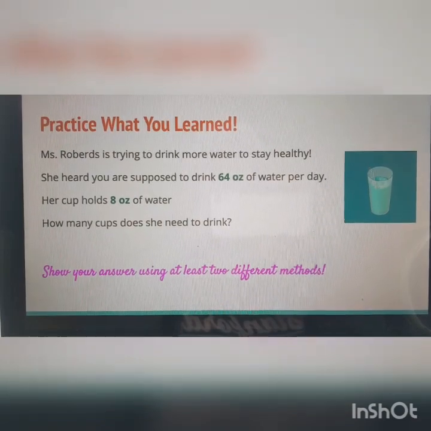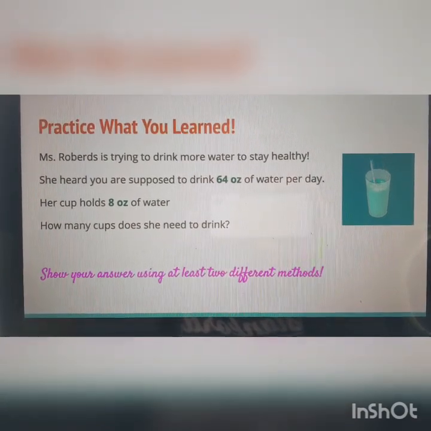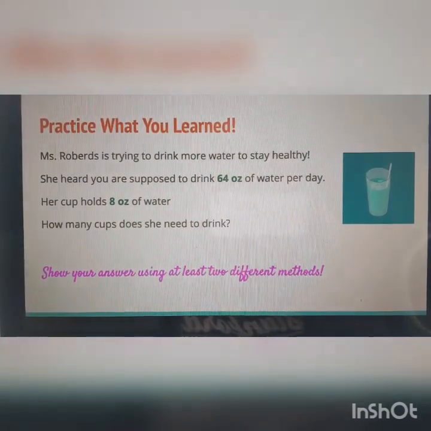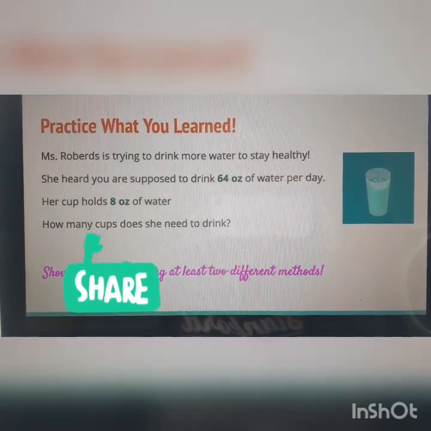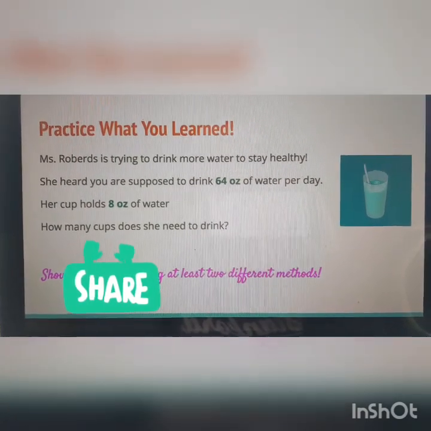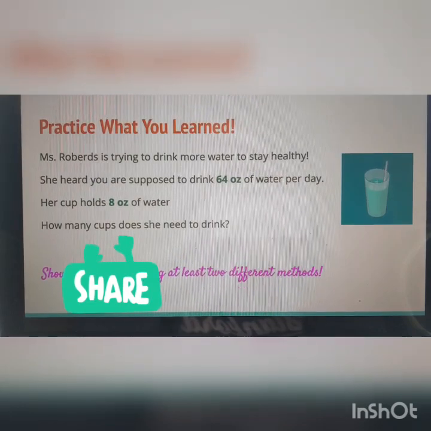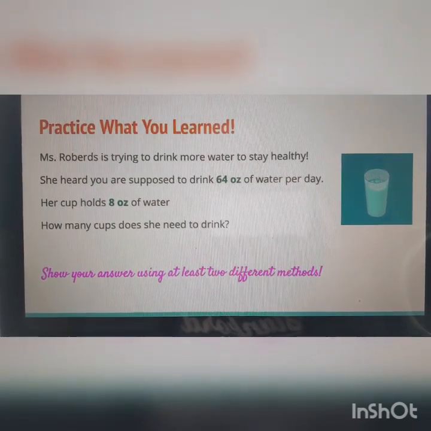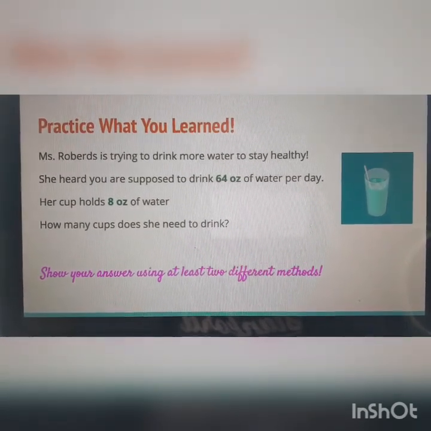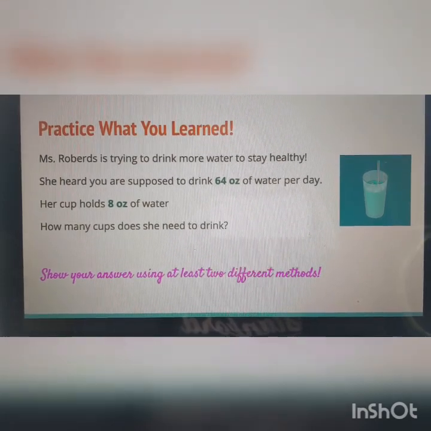So our story problem says, Miss Roberts is trying to drink more water to stay healthy. She heard you're supposed to drink 64 ounces of water per day. I have a cup that holds 8 ounces of water, so I'm trying to figure out how many cups I need to drink per day. So show your answer using at least 2 different methods.